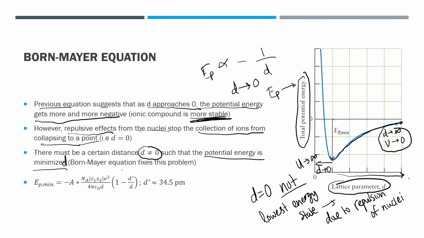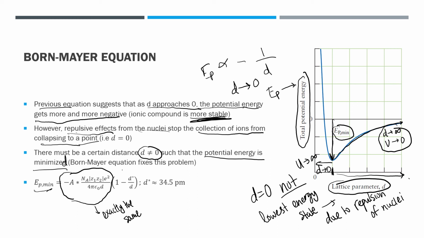And you can see somewhere in the middle, we have the sweet spot where we have our potential minimized, and that's at this value of D. So let's look at the actual equation. We have the potential energy at the minimum equal to negative A. We can see that this part is exactly the same as our previous slide. It's the same exact equation.